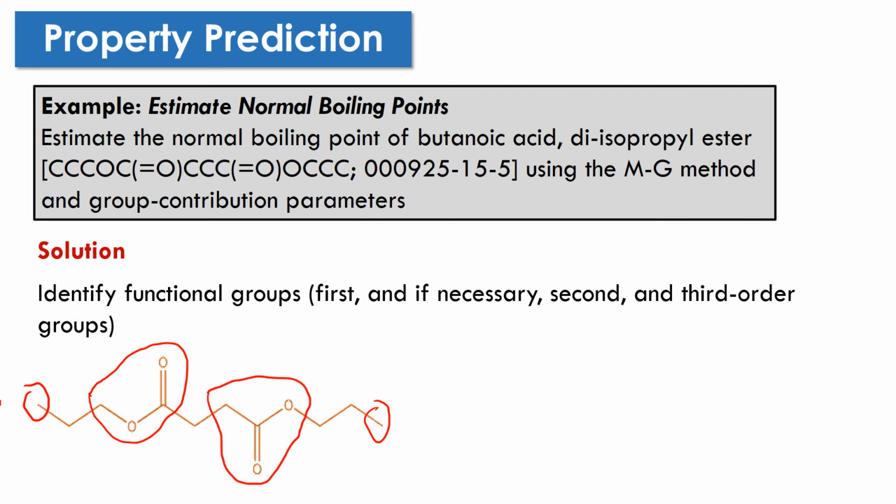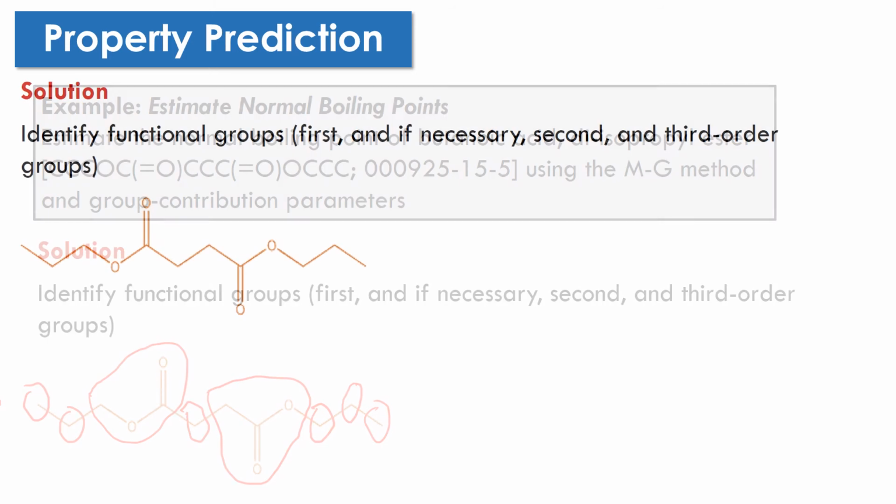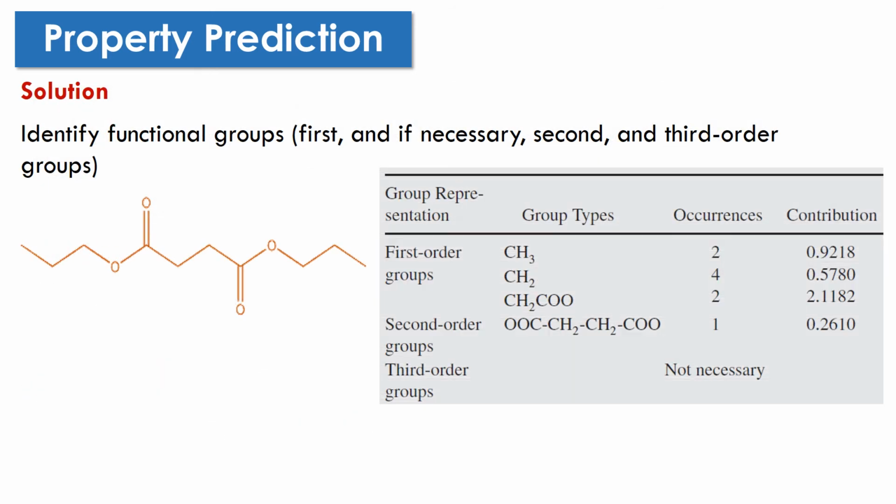So meaning that we can have two CH2COO, two CH3, and we can have one CH2, two CH2, three CH2, and four CH2. Okay, so that would be our first order. 2 CH2COO, 2 CH3, and 4 CH2. Okay, it's the same, right?